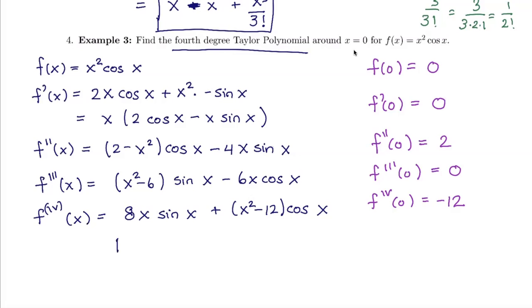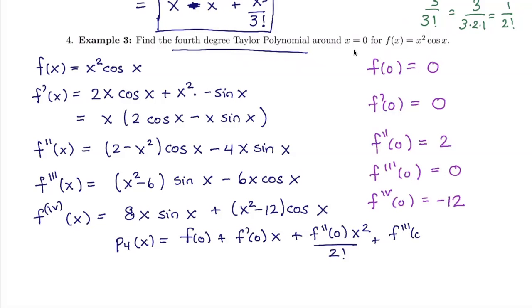Remembering that the fourth degree Taylor polynomial has the following formula: f of 0 plus f prime of 0 times x plus f double prime of 0 times x squared all over 2 factorial plus f triple prime at 0 times x cubed all over 3 factorial plus the fourth derivative evaluated at 0 all over 4 factorial times x to the fourth. I can plug in the values that I have found.